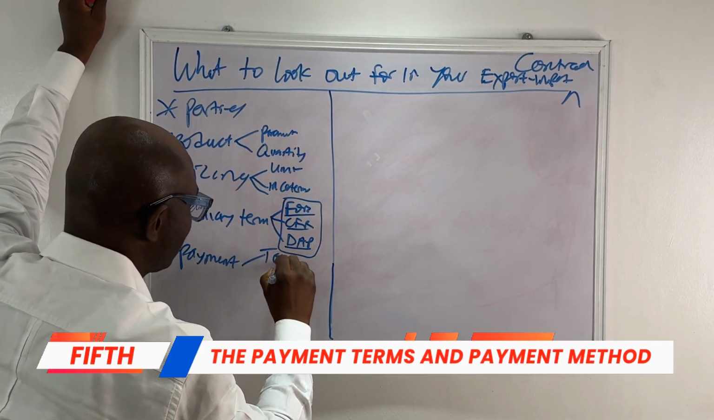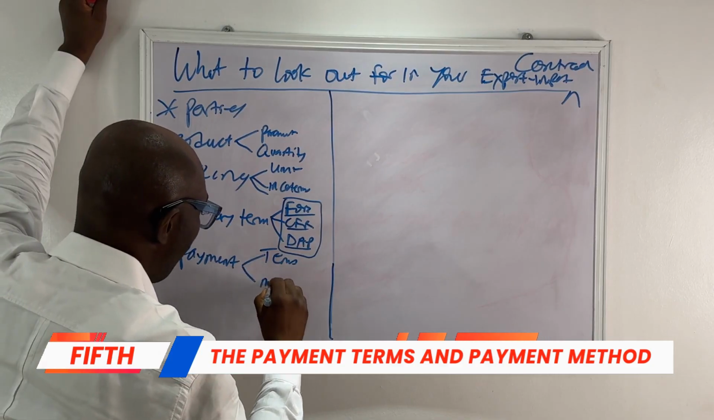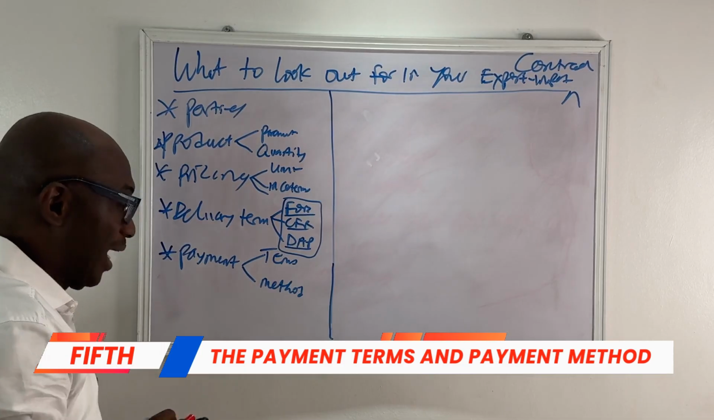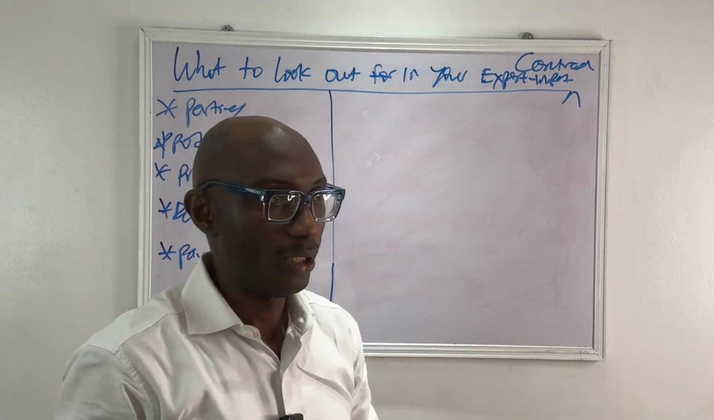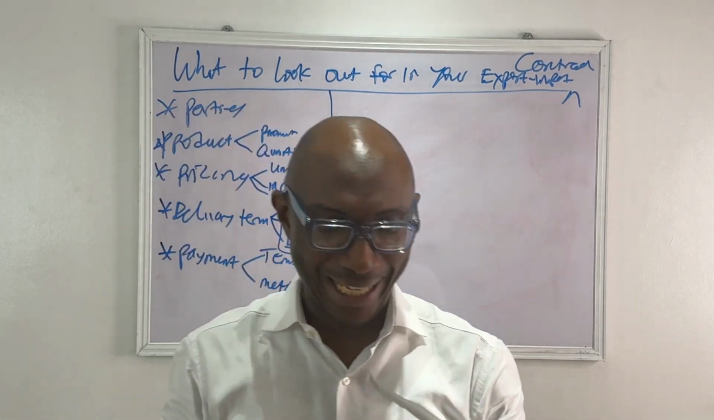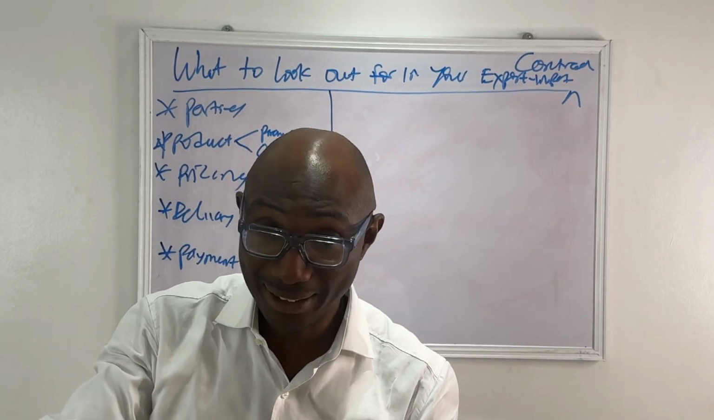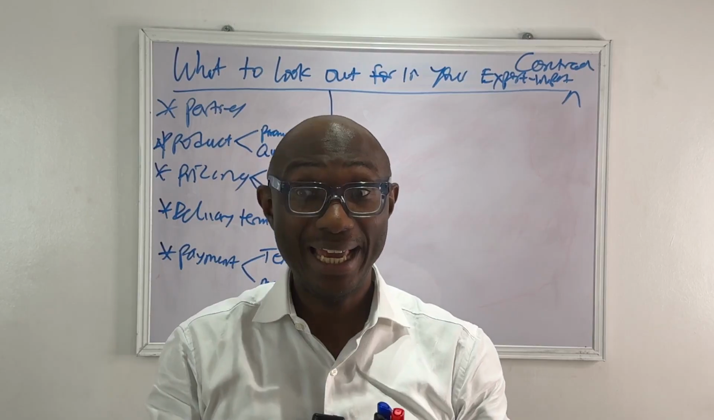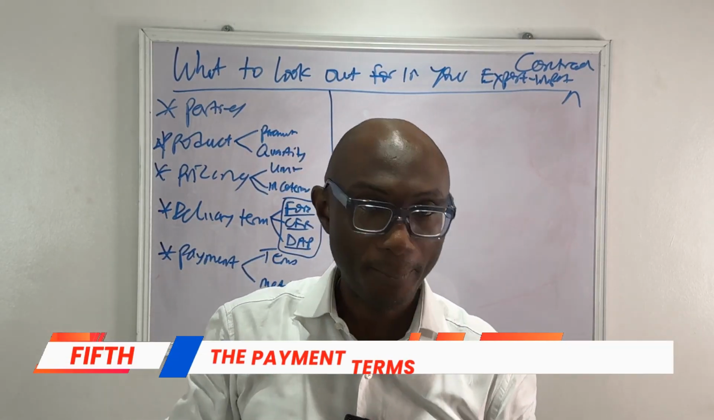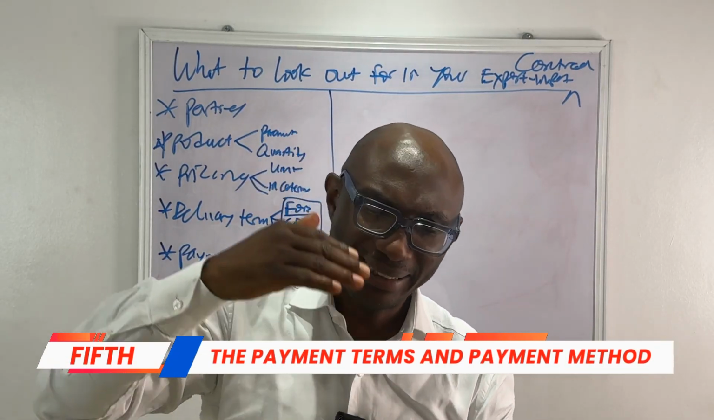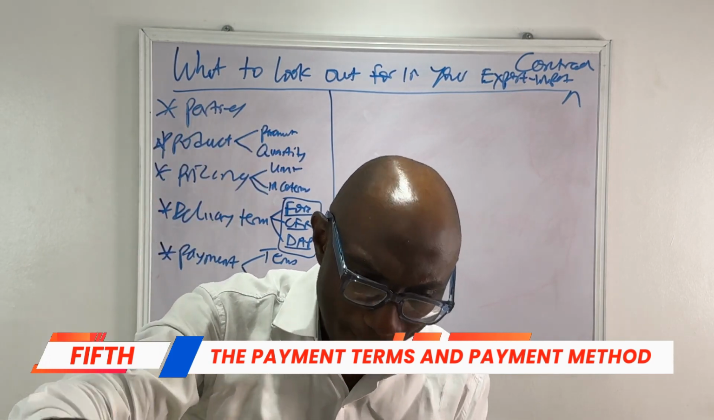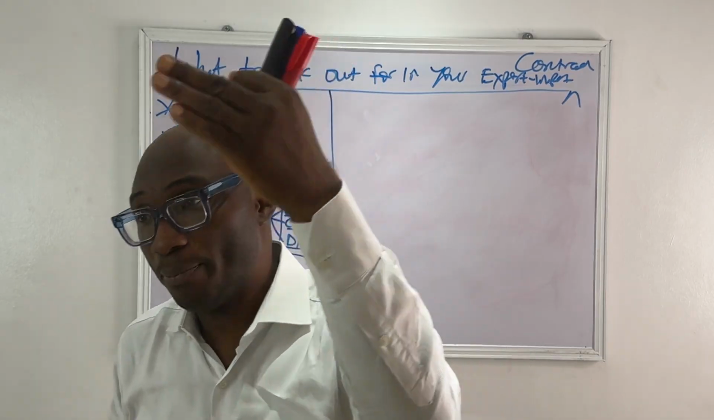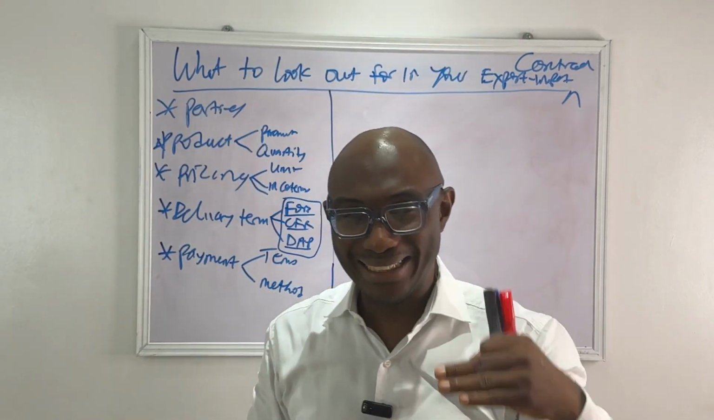Payment terms and payment method. What is payment terms? I'll pay in advance before shipment, or I'll pay after shipment. Payment term: I'll pay 60% first and balance later. Payment term: I'll pay 30% first and balance later.